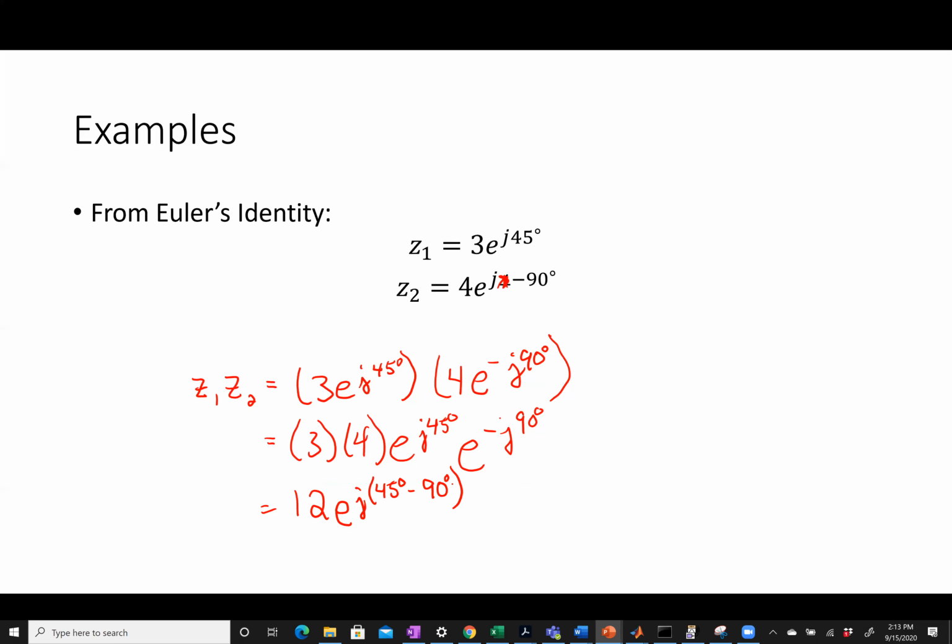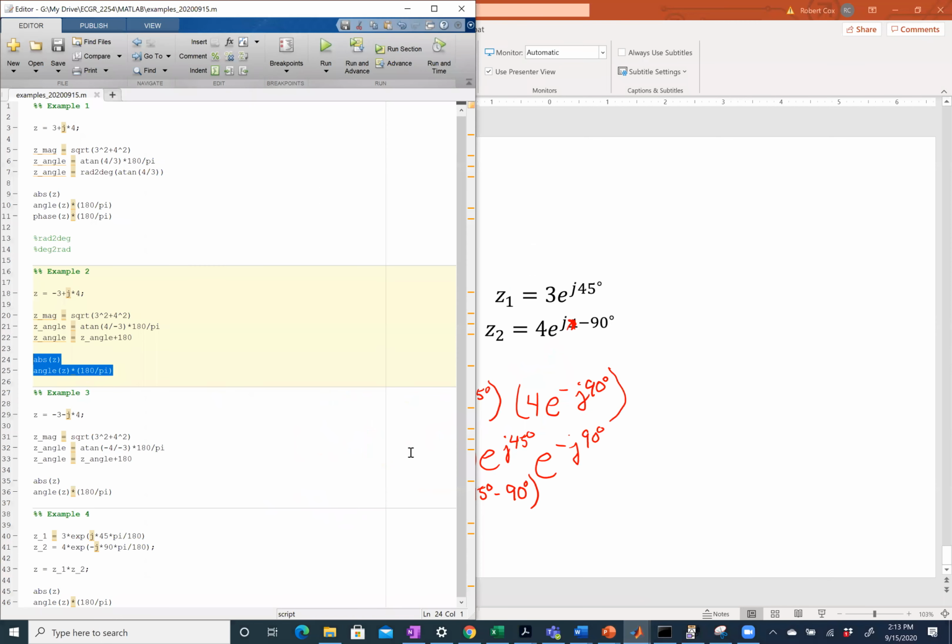Now I can put that in MATLAB as well. I wrote another little function here, in this example down here. Z1 is 3 times, and notice what I did, I just said times exp, that's the exponential function, exponential of j. And again, everything in MATLAB assumes radians. So notice what I did.